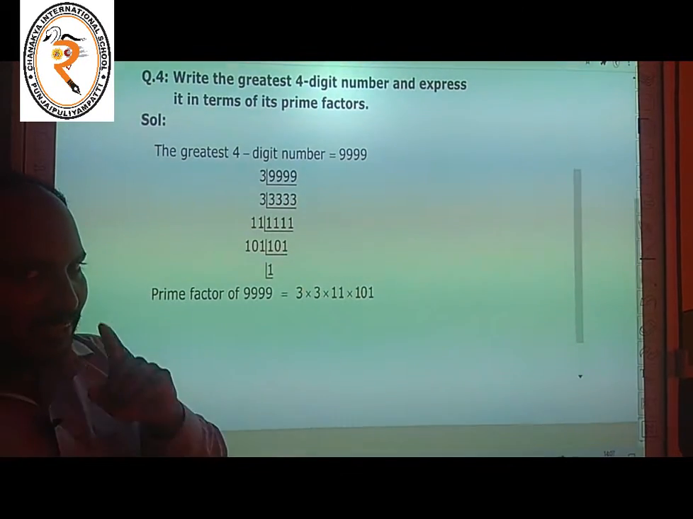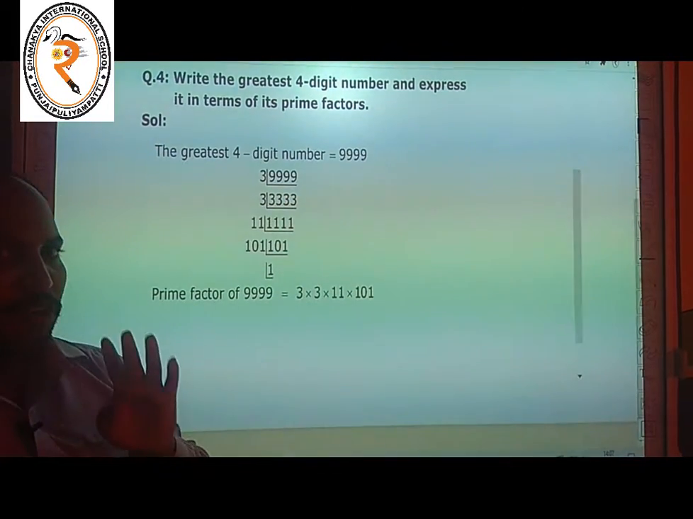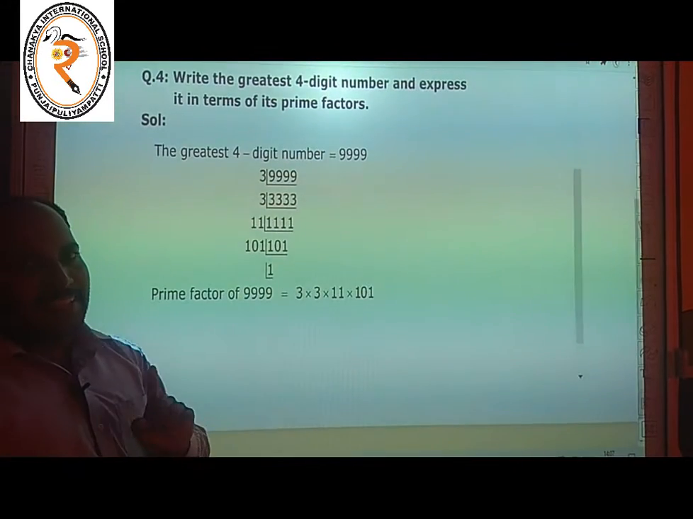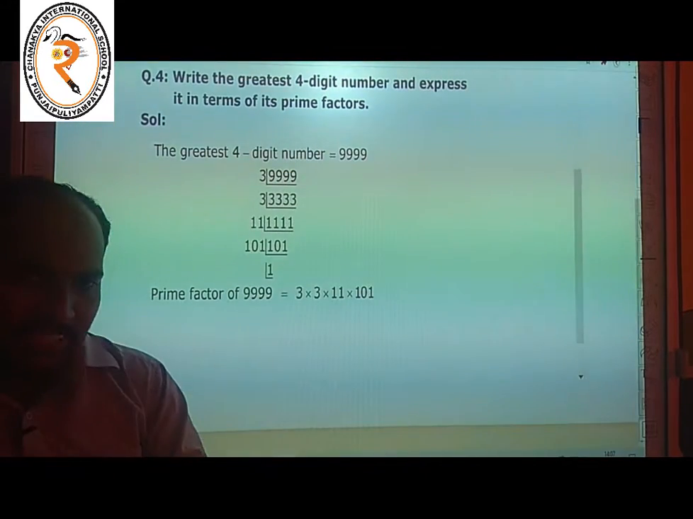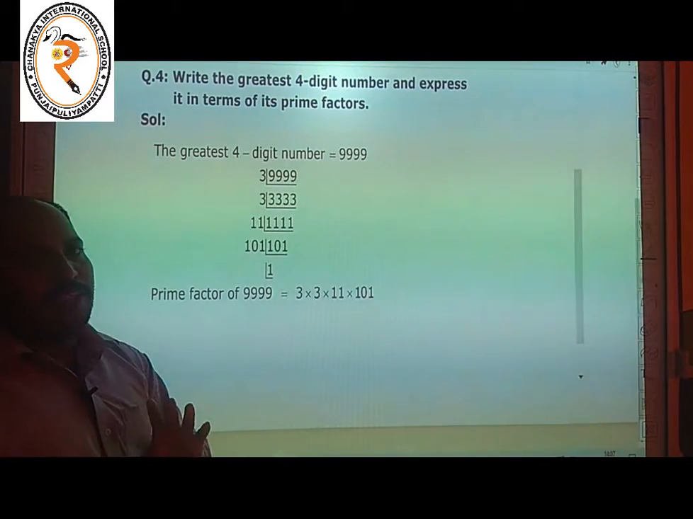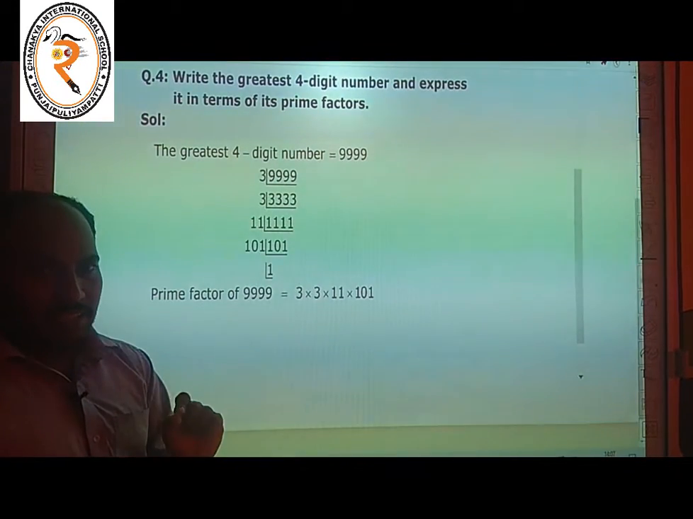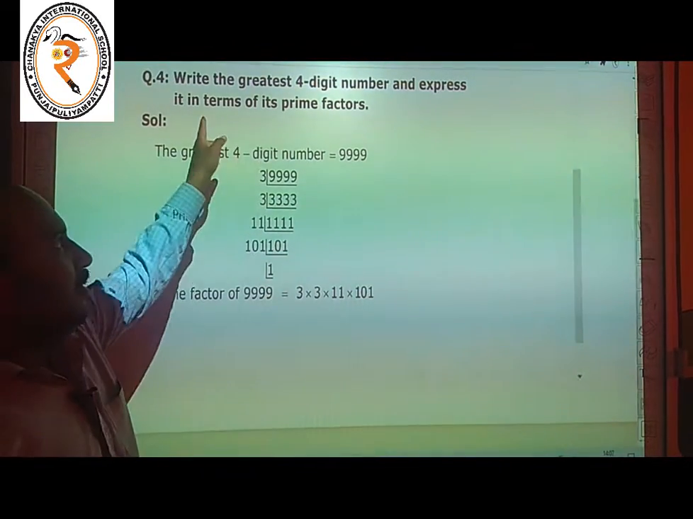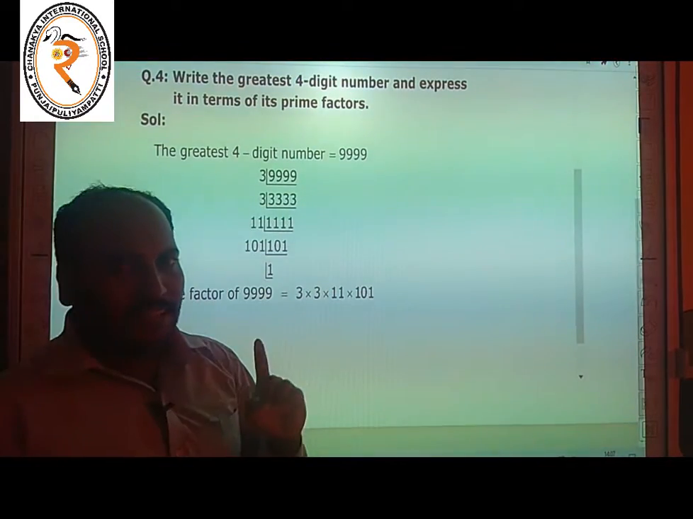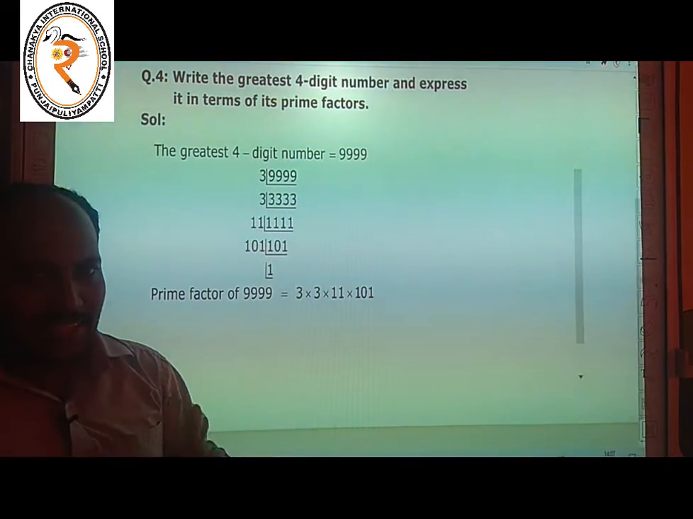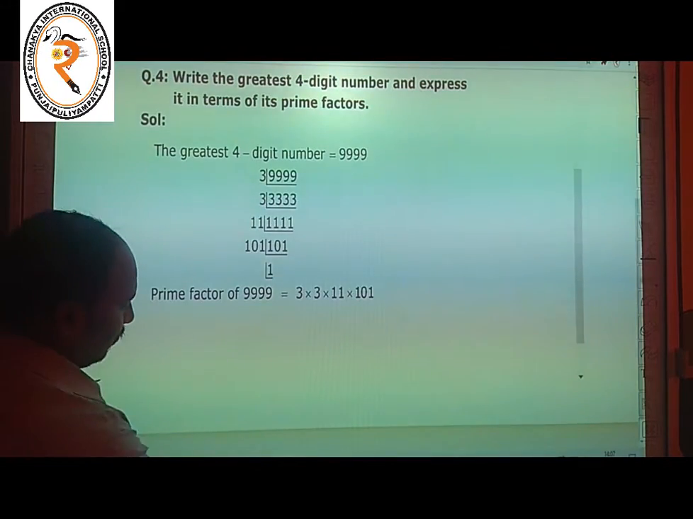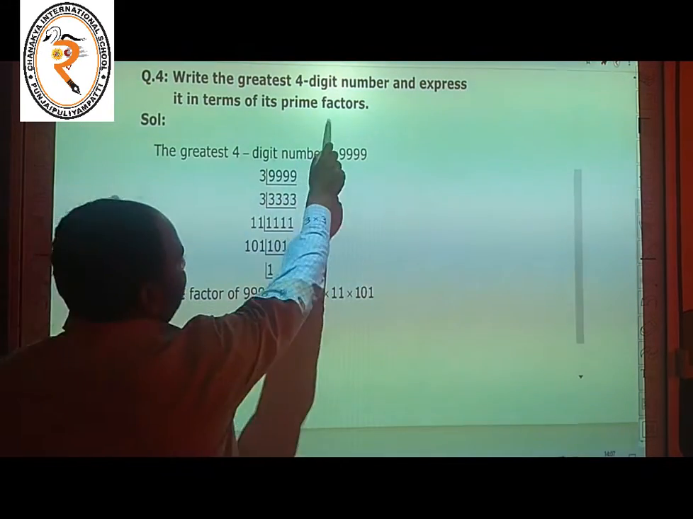The greatest digit is 9. So the greatest 4-digit number is 9,999. Listen here. Our greatest 4-digit number is 9,999. We want its prime factors.